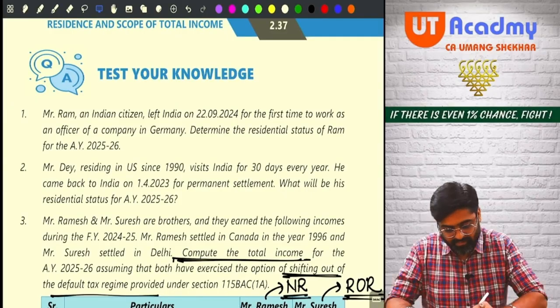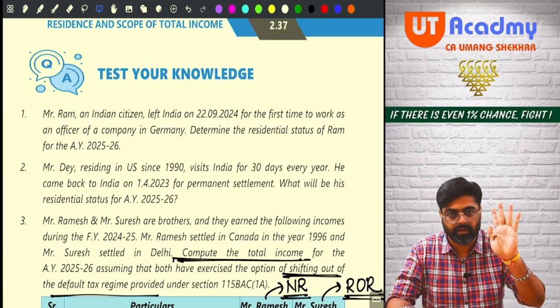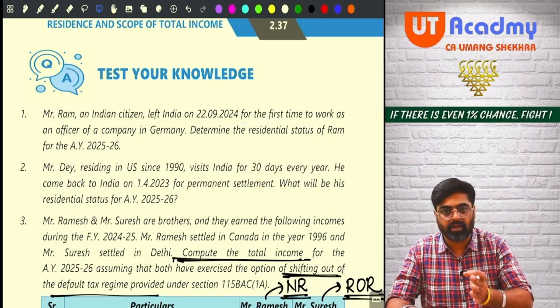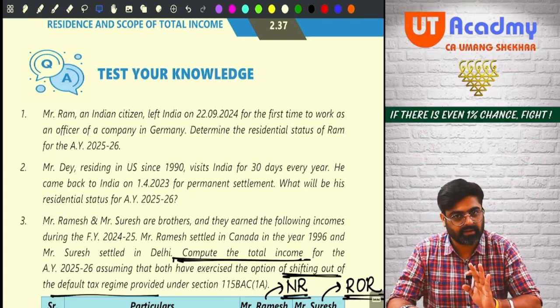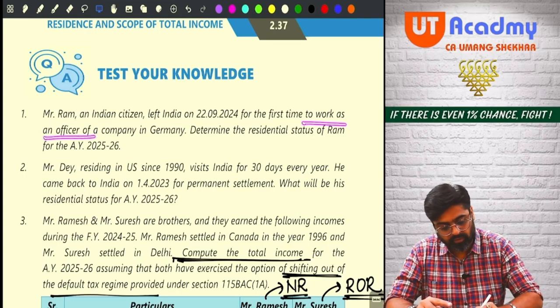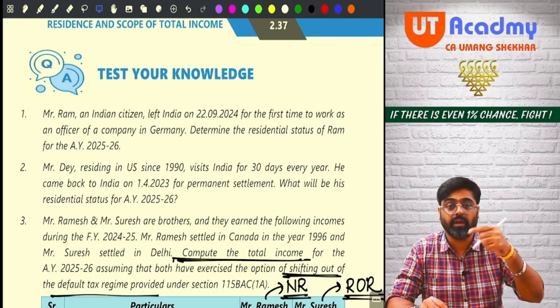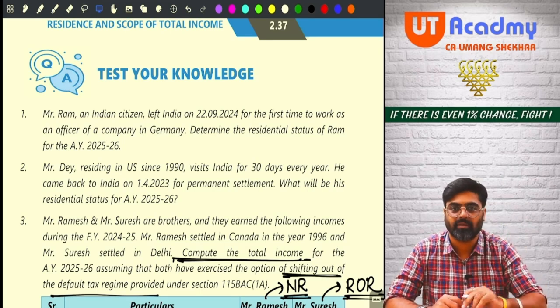Question number 1. Mr. Ram, an Indian citizen, left India on 22nd of September 2024, meaning in our previous year he is leaving India. For the first time, meaning that prior to this year, he was always in India for the full year. He is leaving India for the first time to work as an officer of a company in Germany. That means in the current year, an Indian citizen is leaving India for the purpose of employment outside India. So for this year, will he be covered by exceptions? The answer is yes. First exception.